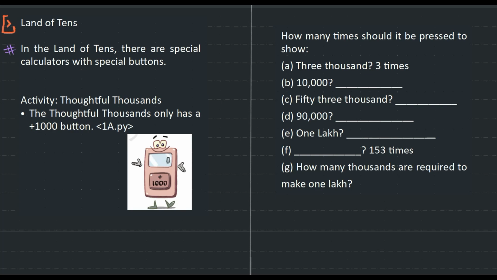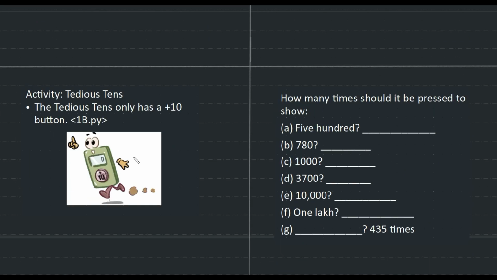We are visiting Lands of Tens. Lands of Tens is a special place wherein we have special calculators like this. They have a very specific button or buttons. For example, over here we are looking at 1000. So this is Mr. 1000 and we have Chotu Miss 10.